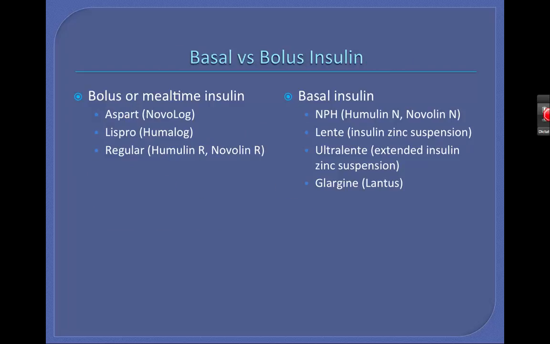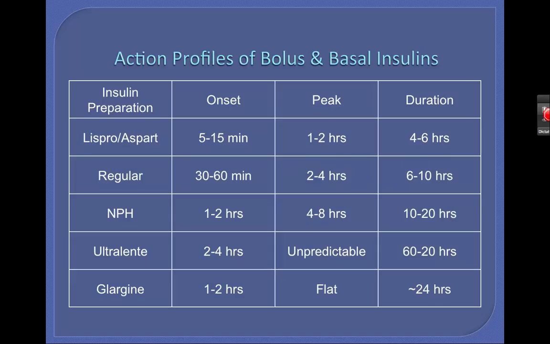Basal versus bolus. Bolus or mealtime insulins are Novolog, Humalog, and Novolin. Basal insulins are NPH, Lente, Ultralente, Lantus, or Levemir. And you're going to be expected to know the peak of Lantus, the peak of NPH, and the peak of regular.